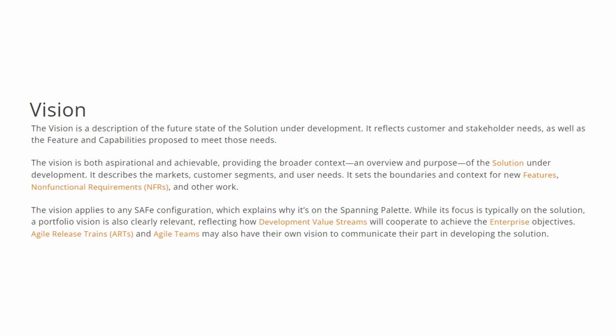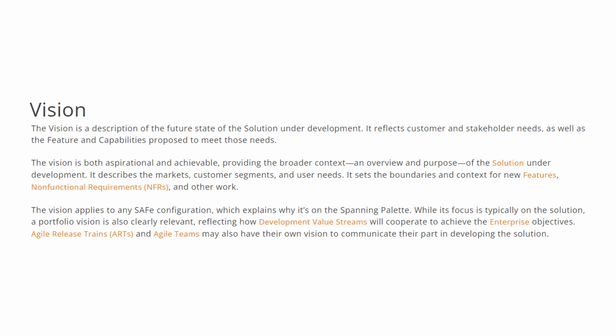If something is missed, if customer needs are articulated but you are not giving a solution, no point, right? If you have correct customer needs and the solution is not articulating them, it cannot be called a vision. So that kind of understanding is very important. Then the vision is both aspirational and achievable, providing the broader context, overview and purpose of the solution under development. So vision should give an overview of the solution and the purpose of why we are doing that. That is getting articulated anyway with the customer needs. Why the customer needs, that also needs to be addressed, right?